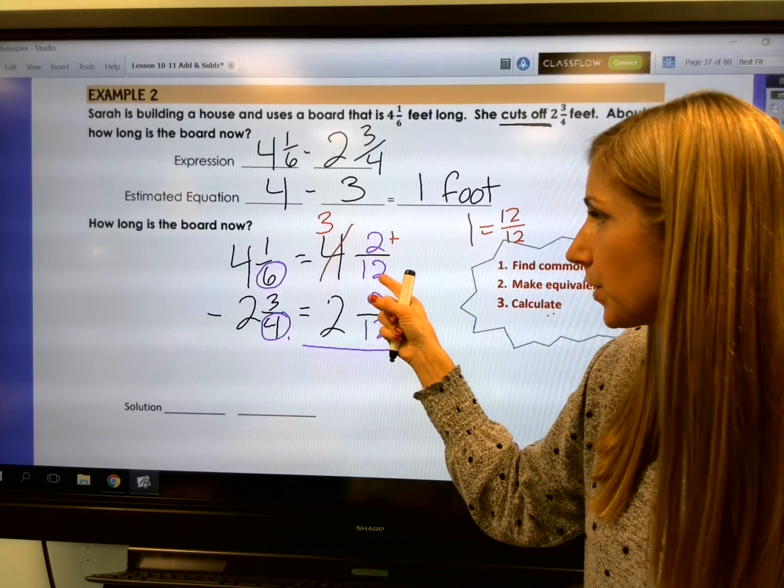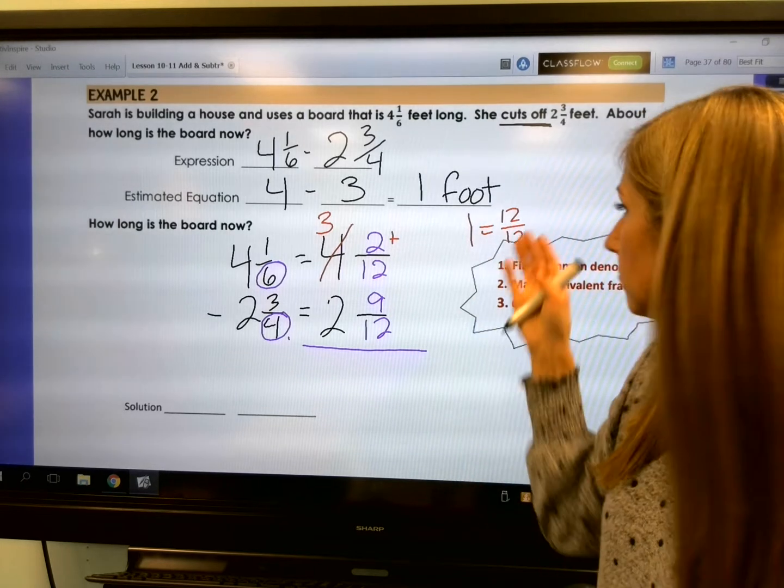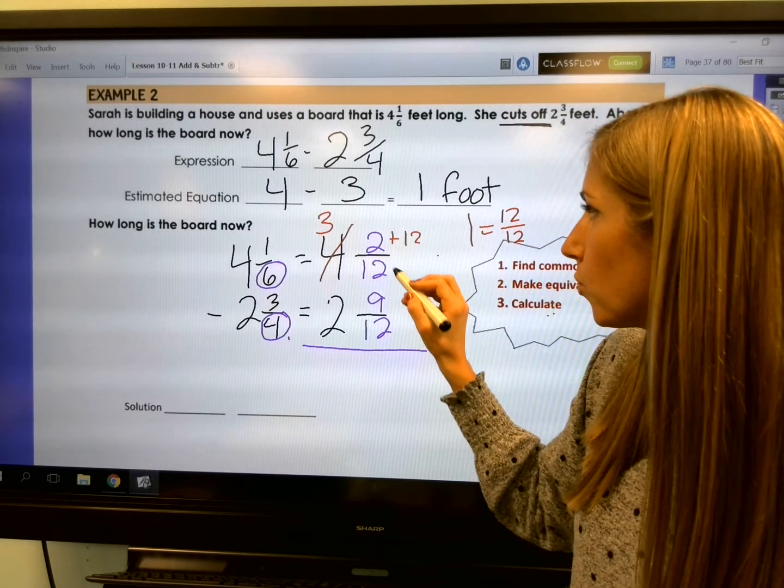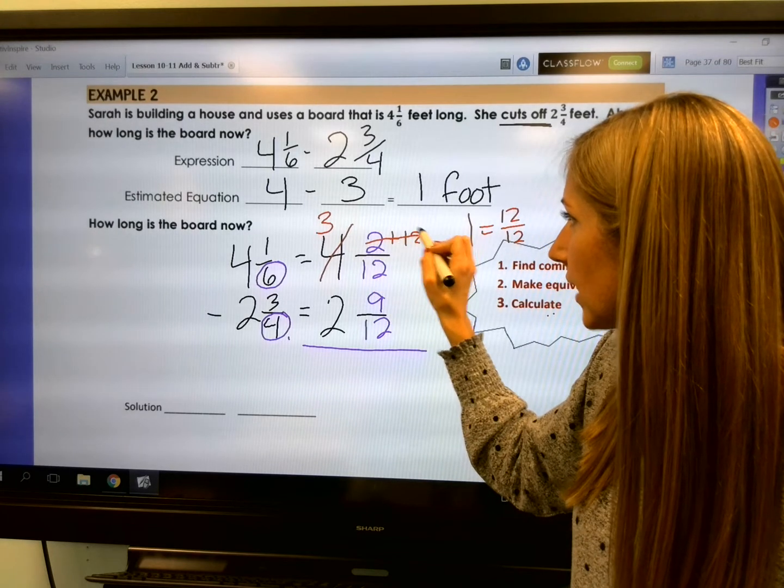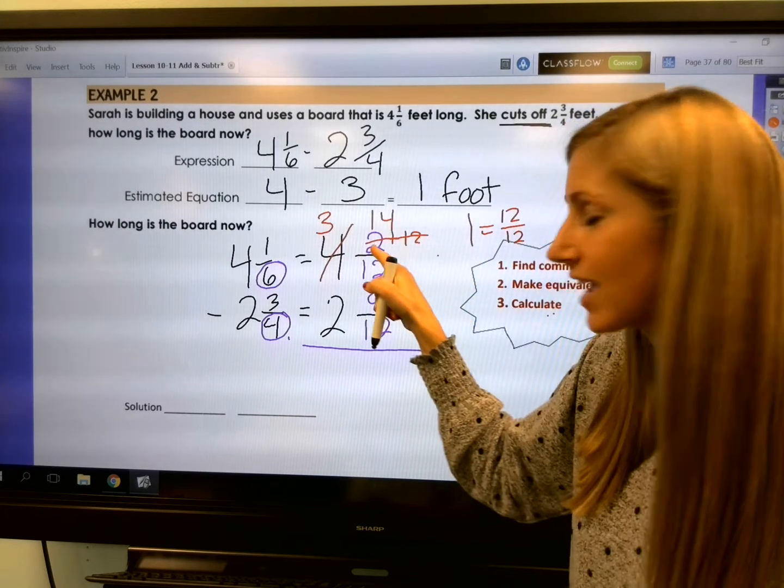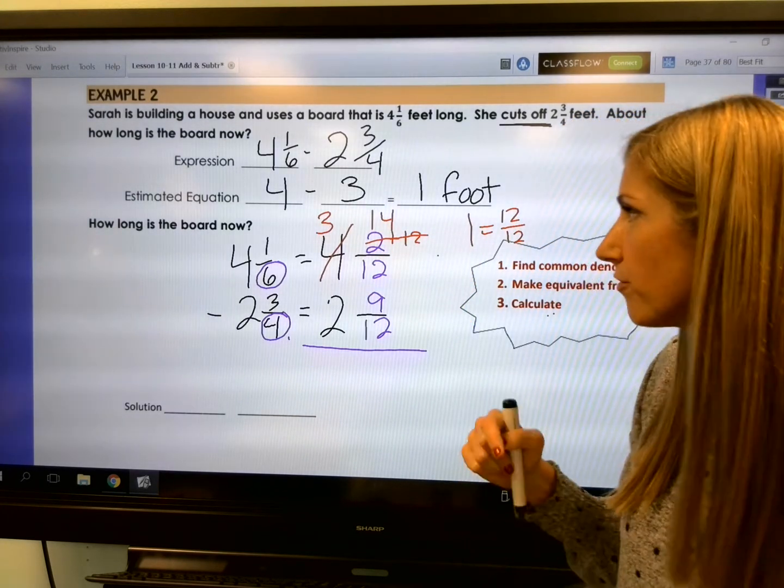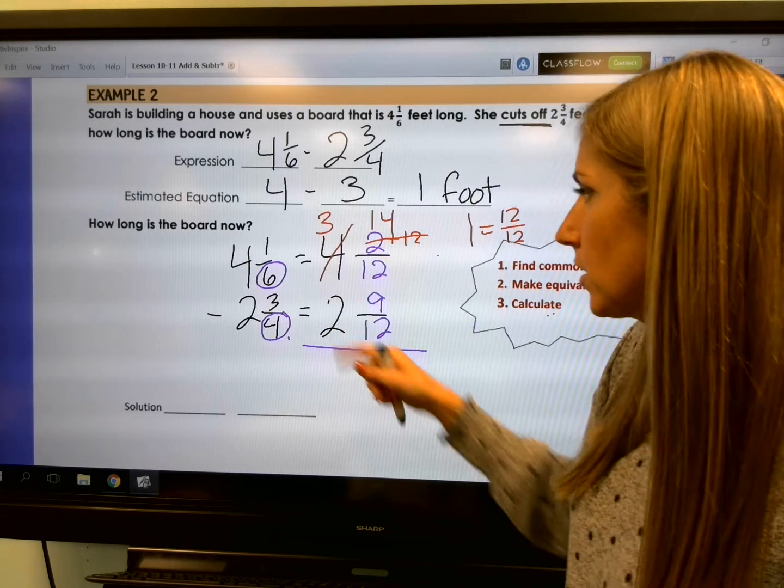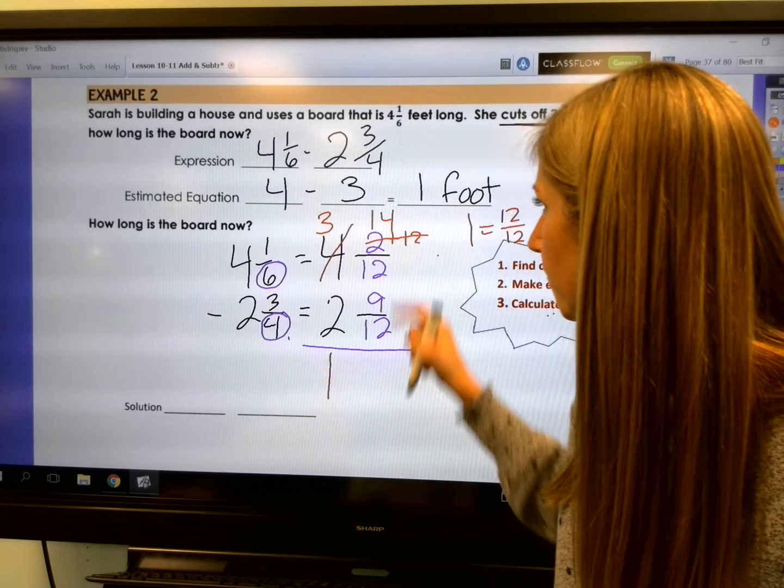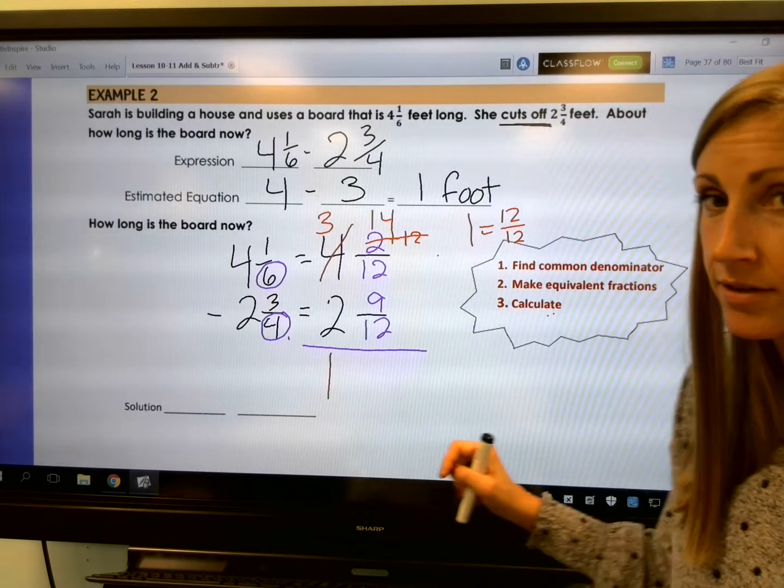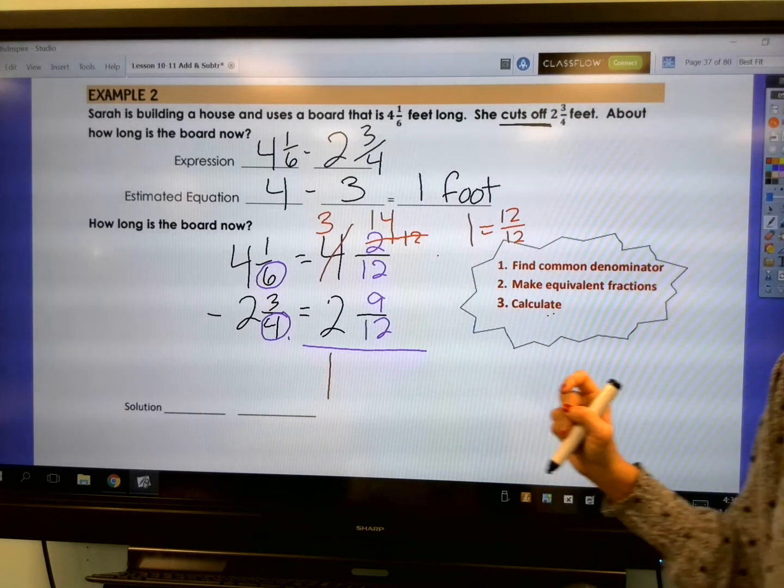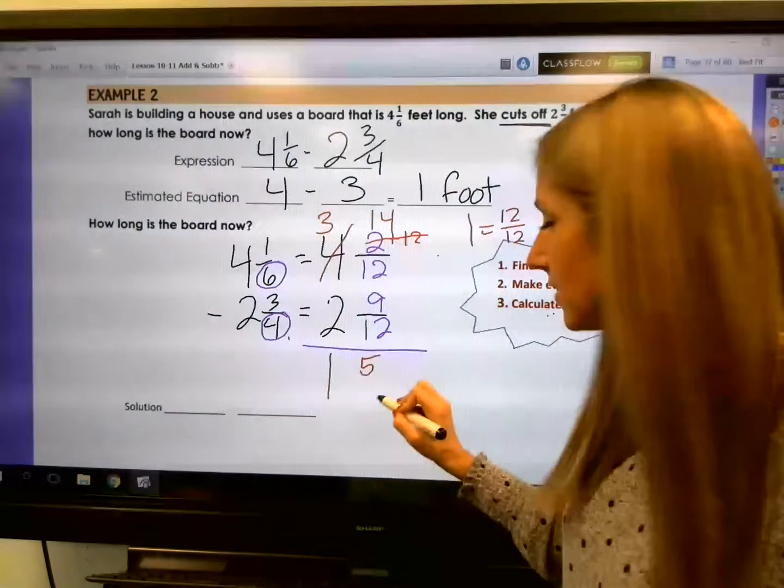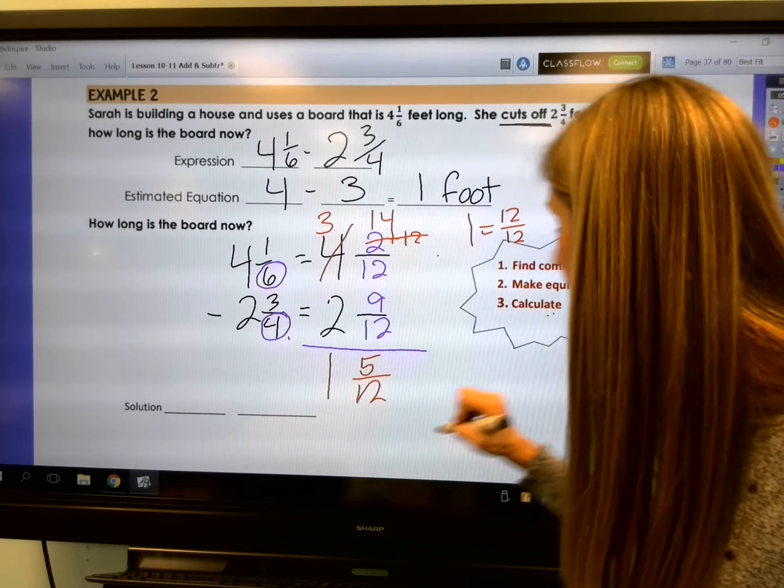And so here, if we're working with 12ths, we need to borrow a whole. We are adding on 12. So if I add on that 12, I really have a 14 because I had my original 2 there as well. So 12 plus 2 is 14. Now I can subtract. So 3 minus 2 is 1. 14 minus 9. What would we get there? We would get a 5. And then the denominator stays the same, 12.